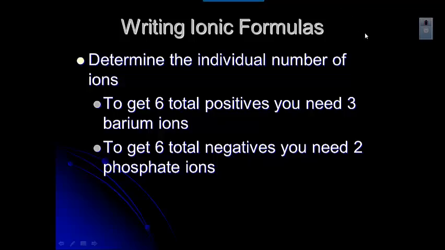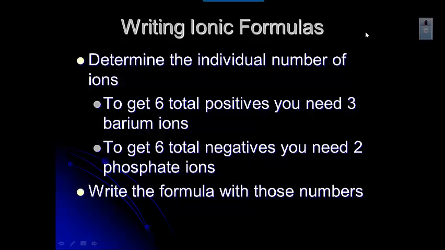So in order to write our formula, we just write that with those numbers. So Ba3, the PO4, because it's a polyatomic ion with a subscript outside, we've got to put it in parentheses. So it's Ba3(PO4)2.